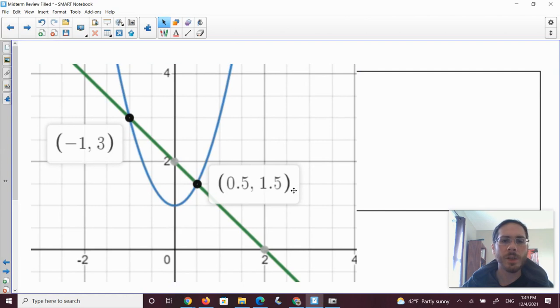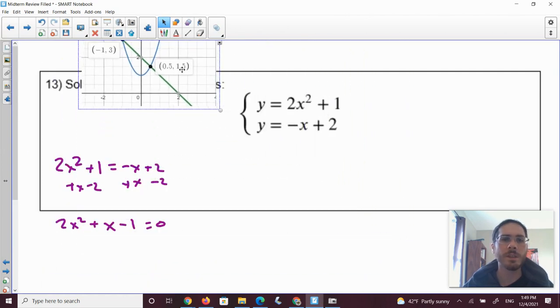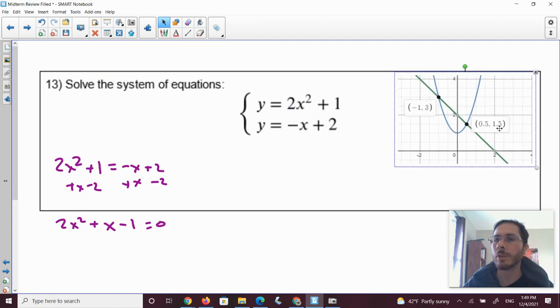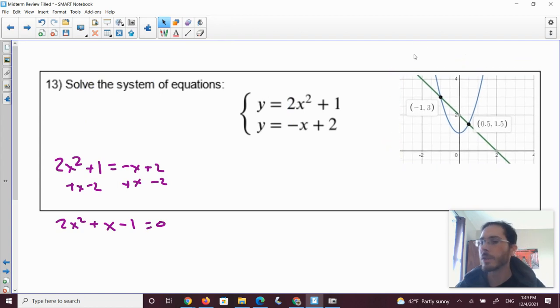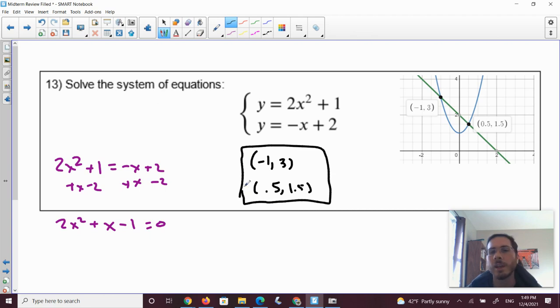And again, based on my choices, I'm thinking that the graph is going to be the faster choice. I think the graph is going to be the better way to do this one, even though you can do it by hand. I think I'm going to just take these as my 2 answers and call it a day. Negative 1 comma 3 and 0.5 comma 1.5. Since there's both the x's and the y's in the question, we need to have both the x's and the y's as our final answer. If this squared wasn't here, I would say probably by hand would be a little bit faster.